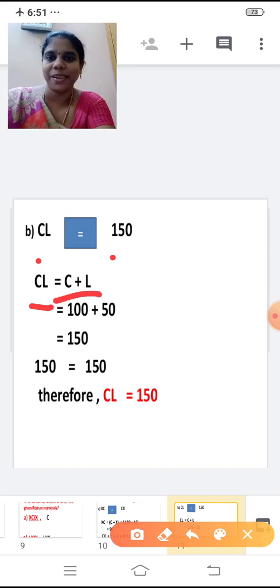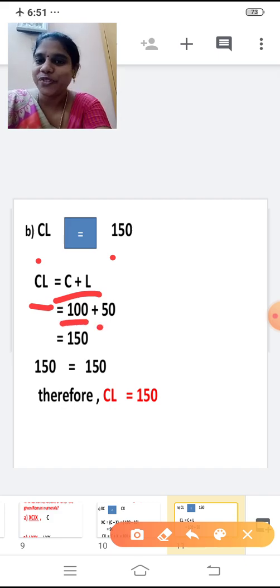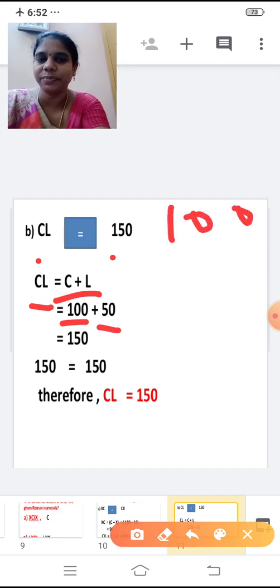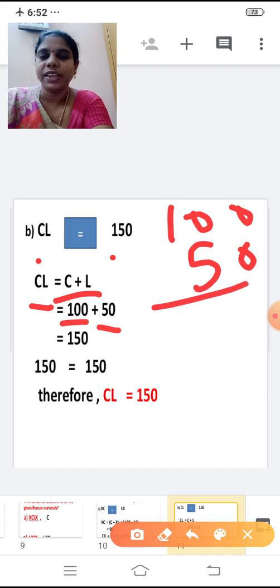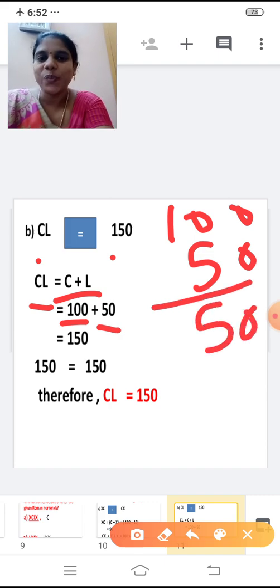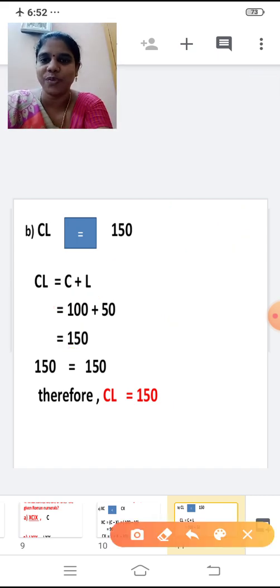C plus L. Value of C, 100. Very good. What is the value for L? 50. 100 plus 50. Add 150 now. 0 plus 0, 0. 0 plus 5, 5. 1. There is no number, so write down that number directly. So, 150. So, the value for CL is 150. We know the value for CL, 150.